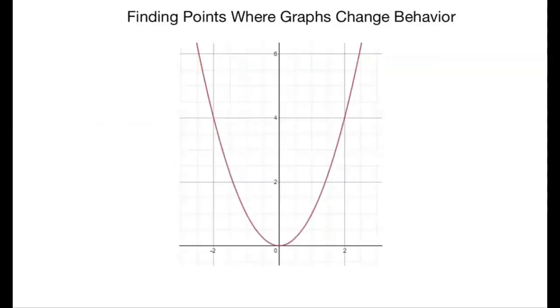For example, let's analyze the function f of x equals x squared graphically and analytically. By using the graphical approach, we can see that the function decreases until it reaches a critical point at x equals 0, where it then begins to increase. The critical point exists where the function stops decreasing and begins increasing.